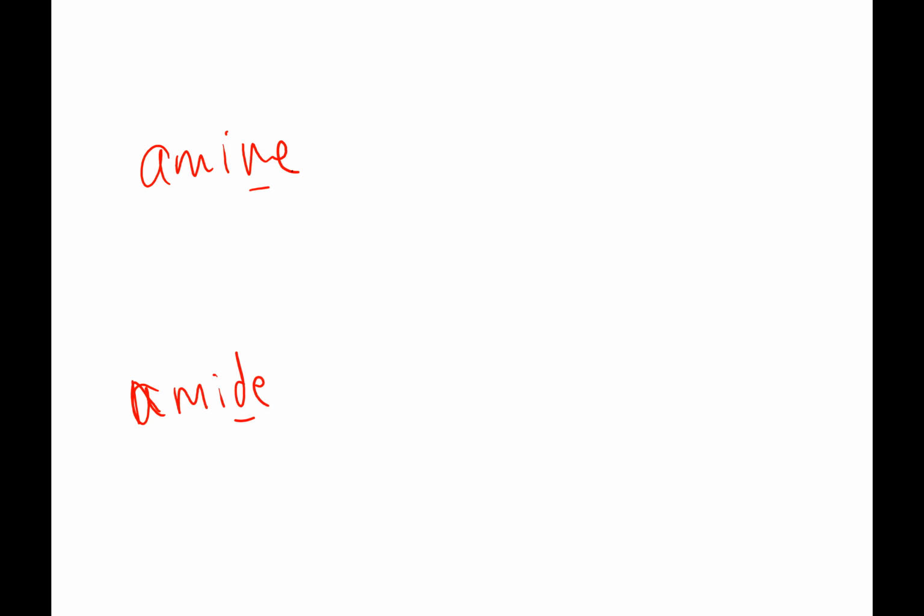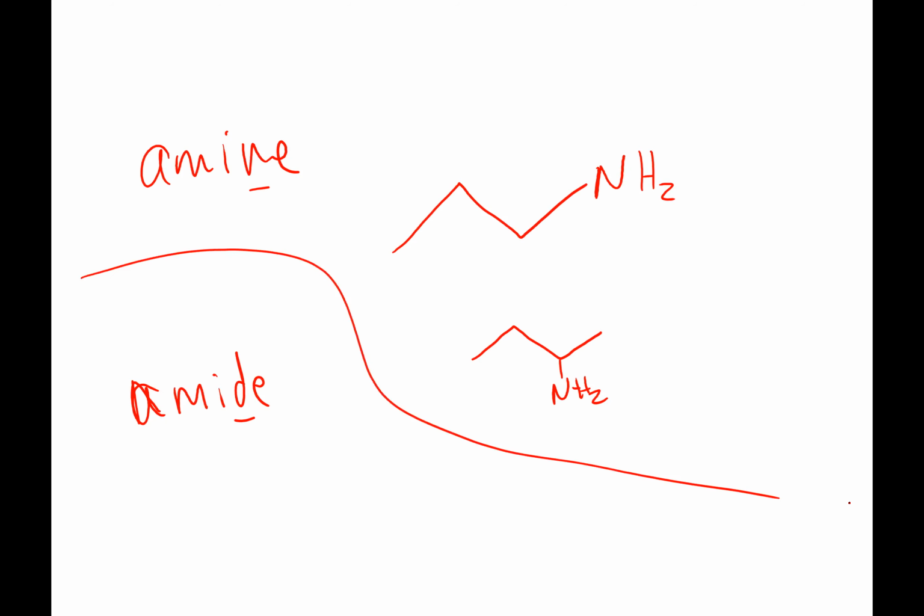Okay, good question. Now, this is easier, in my opinion, than ketone and aldehyde. An amine is any carbon chain that just has a nitrogen on it. So these are amines. You can ignore the hydrogens. The only reason I'm putting the hydrogens there is to balance the functional group. So any carbon with just one nitrogen bonded to it is an amine.